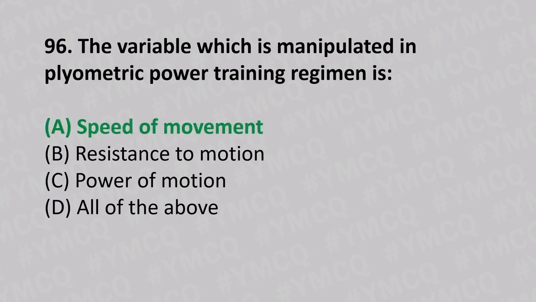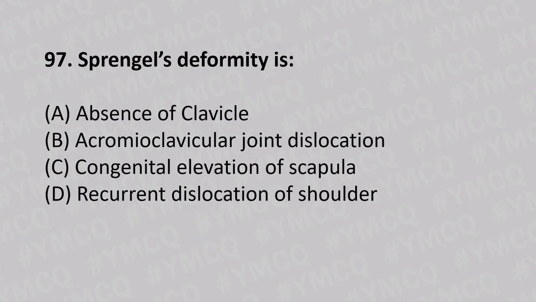Moving to our 97th question, Sprengel deformity is: option A, absence of clavicle; option B, acromioclavicular joint dislocation; option C, congenital elevation of the scapula; option D, recurrent dislocation of the shoulder. And the answer is option C, congenital elevation of the scapula.